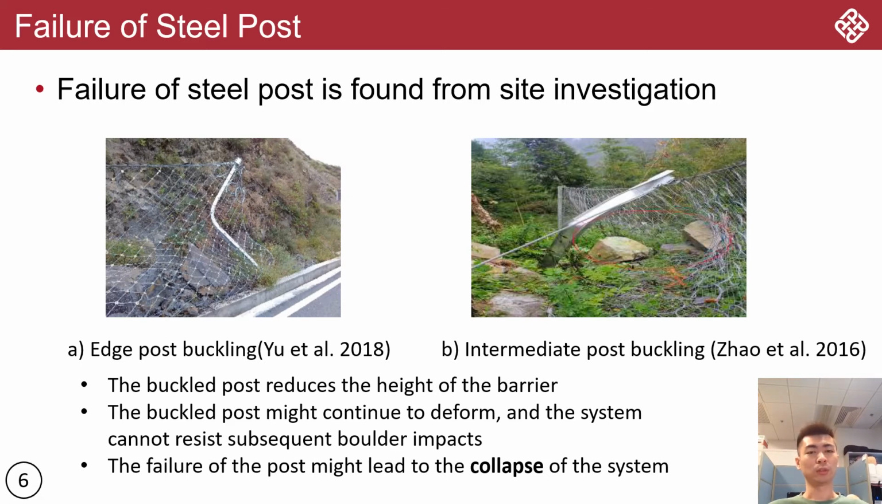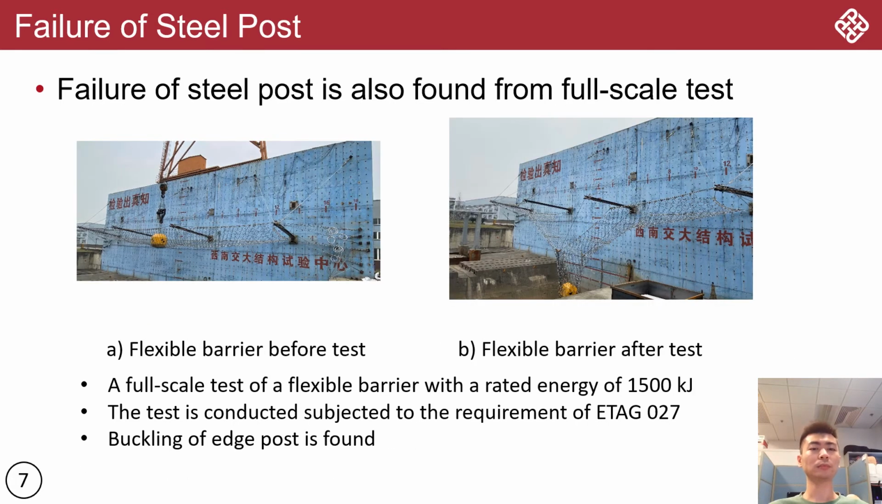The failure mode of the post can be found from the site investigation that the buckling will occur. When the buckling occurs, it will reduce the height of the barrier. And when the posts continue to deform and the system cannot resist any subsequent impact, the failure of the post might lead to the collapse of the system. And the failure of steel post can be also found from the full-scale test.